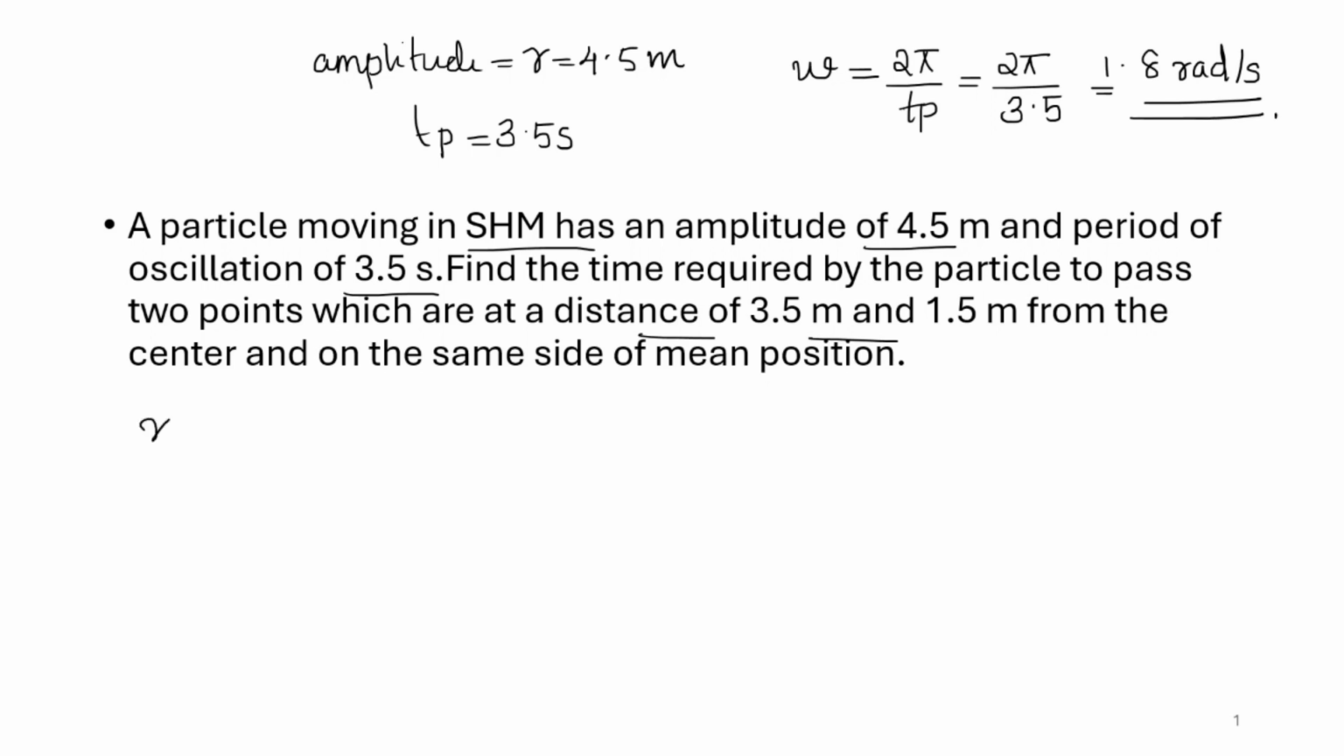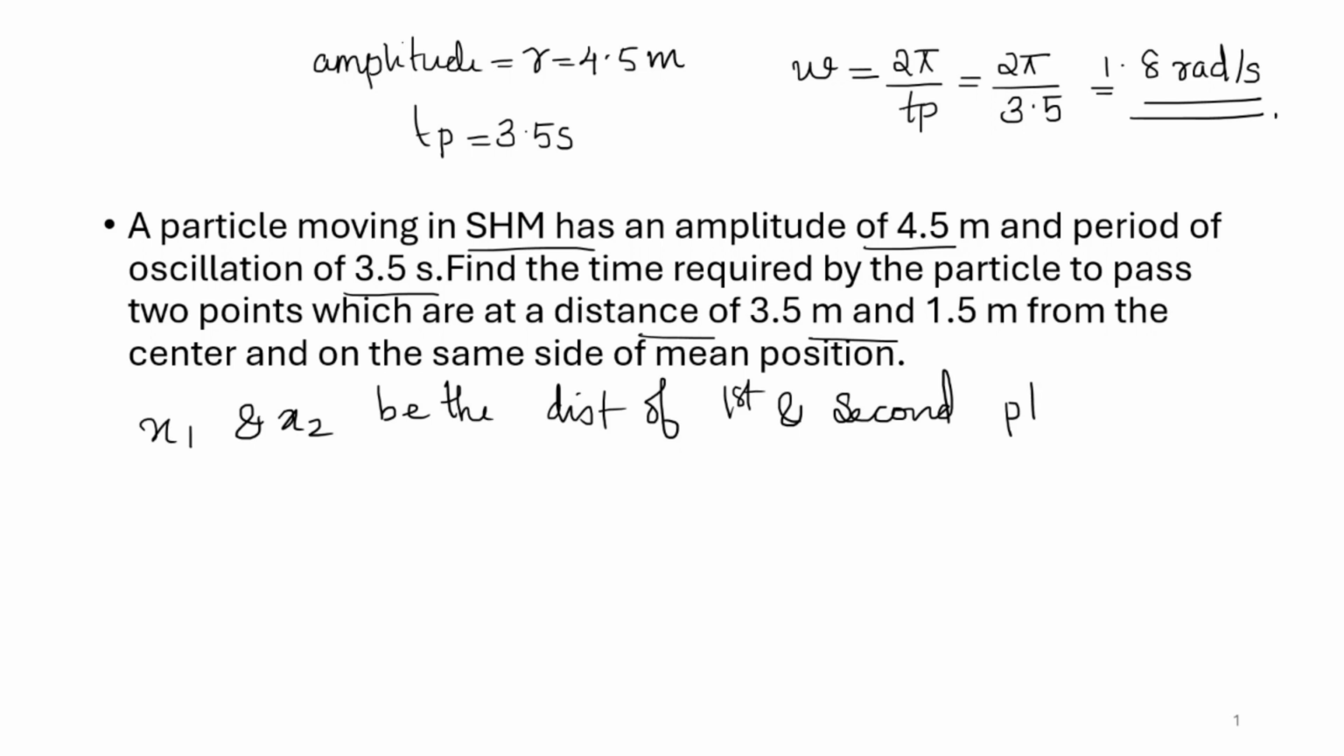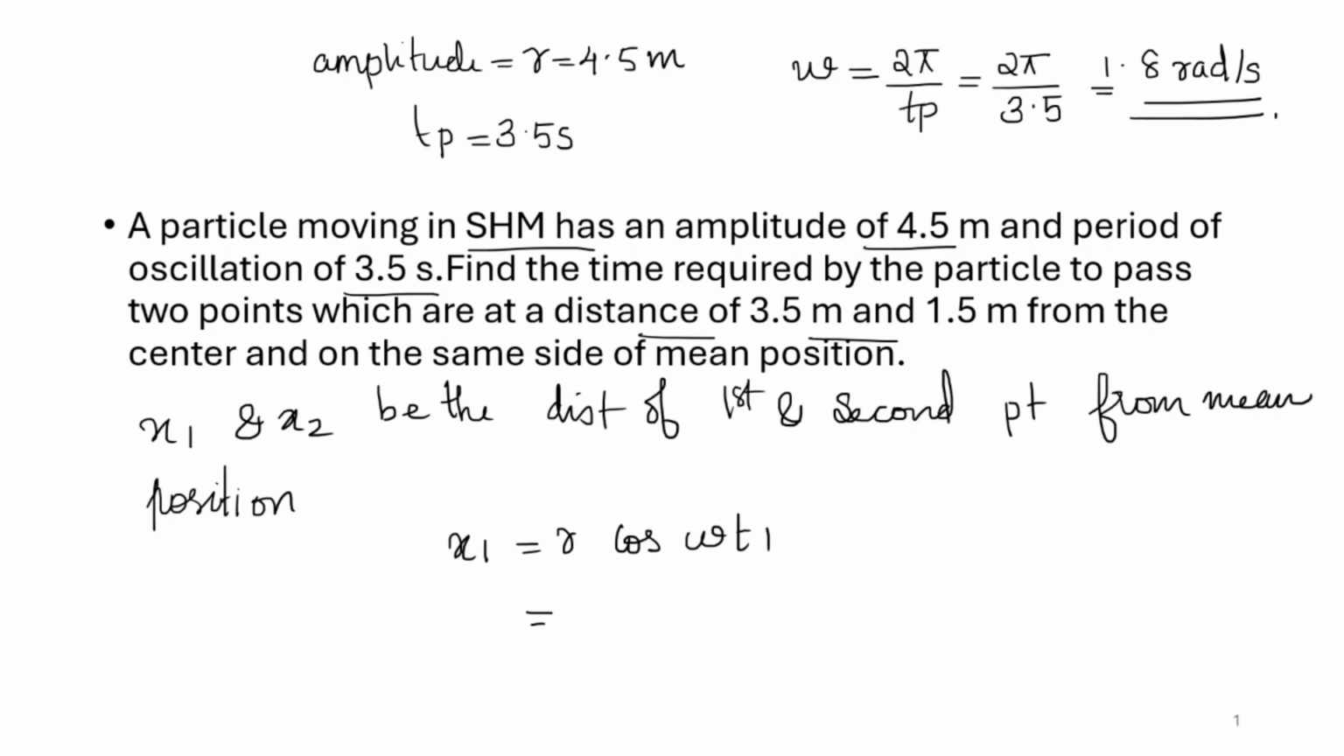We consider x1 and x2 to be the distances of the first and second point from the mean position. Then x1 is equal to r cos omega t1. R is constant, so x1 is equal to r cos omega t1.